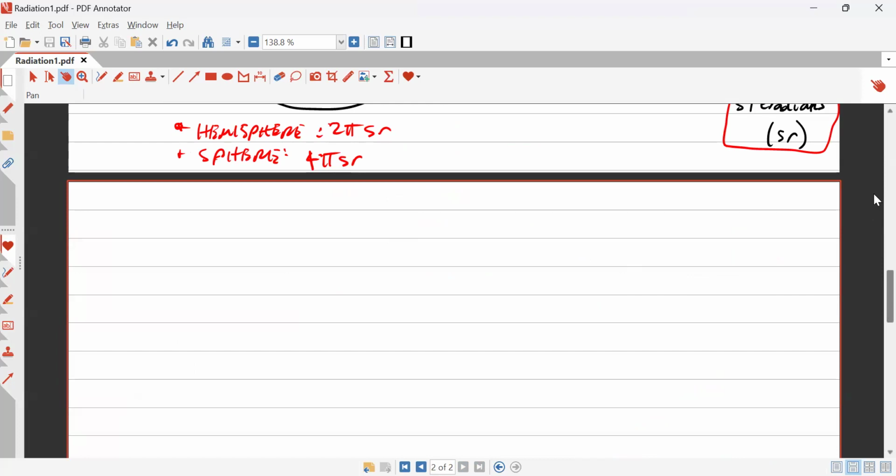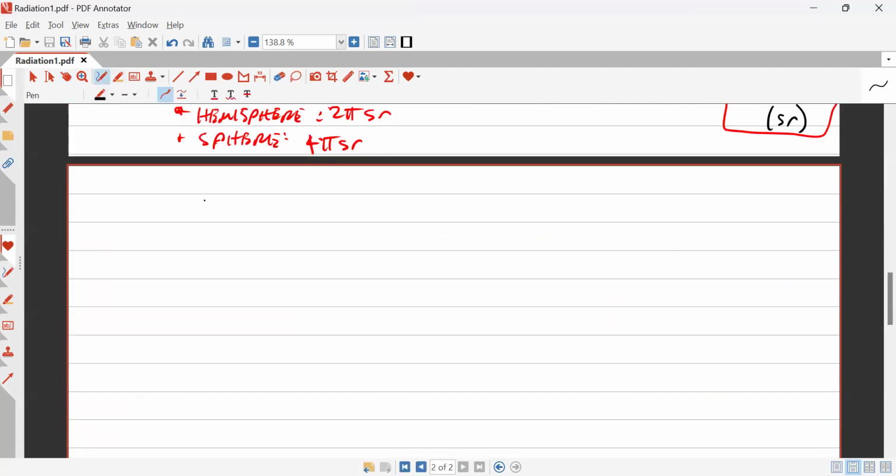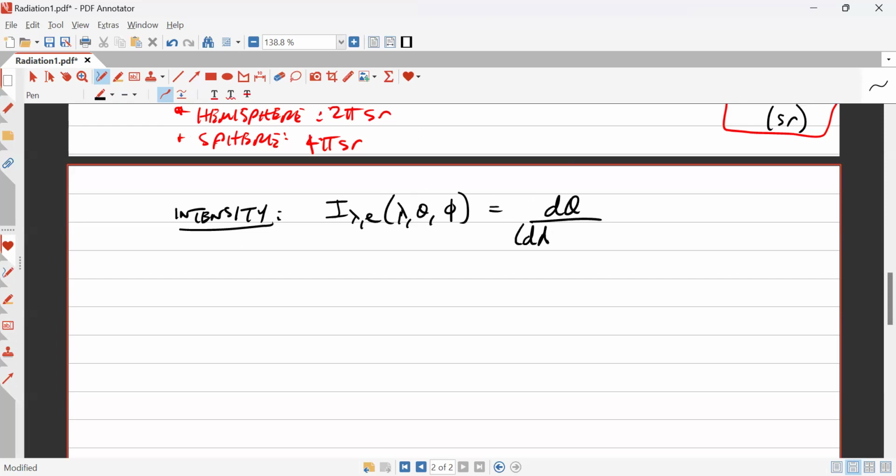We often in textbooks don't see the equation listed like so. We usually see intensity defined as dq over dA cosine theta, d lambda, d omega. So we'll do that here as well. This is generally more commonly seen this way. So you have I sub lambda,e of lambda, theta, phi, defined as a differential amount of heat over the projected area, for a little bit of wavelength range, over a small solid angle.